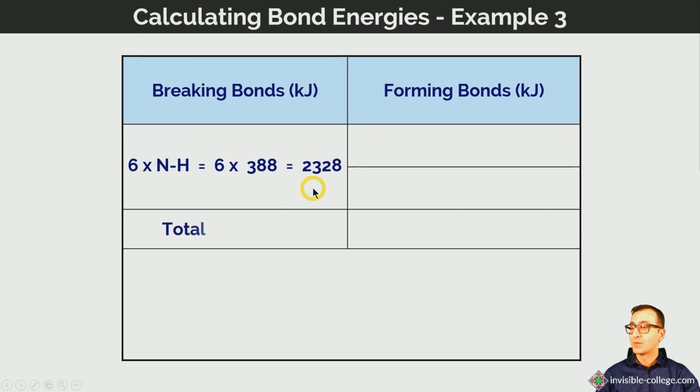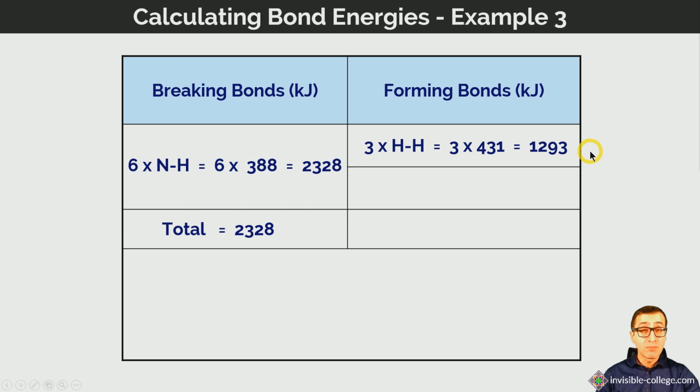This gives us a total energy input required of 2,328 kilojoules. Now, in terms of the products, in order to form the products, we need to form hydrogen to hydrogen bonds, and we also need to form nitrogen to nitrogen triple bonds. Well, we're forming 3 moles of hydrogen gas, which means we need 3 times the hydrogen to hydrogen single covalent bond enthalpy. So the value that we're going to be releasing in the formation of our 3 moles of hydrogen gas is going to be 1,293 kilojoules.